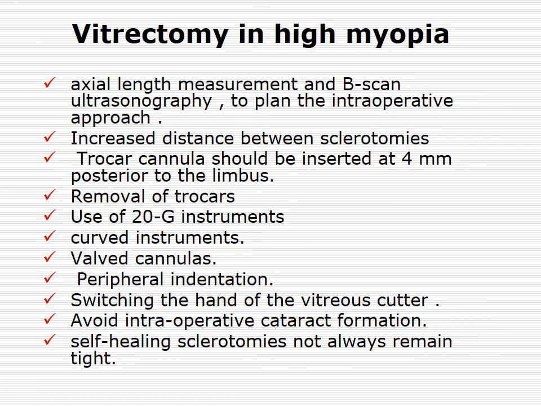There are some notes on vitrectomy in high myopia. We should measure the axial length and scan the eye before surgery to plan the intraoperative approach. Increasing the distance between sclerotomies facilitates the vitrectomy and increases the working angle. The rocker cannula should be inserted at 4 mm posterior to the limbus, also for the same purpose.